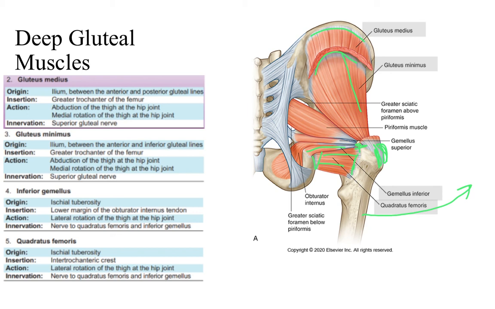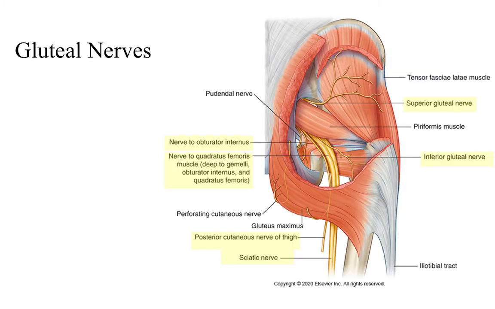And both of those, the inferior gemellus and the quadratus femoris, are supplied by the nerve that goes to those specific muscles, coming from L4 to S1. All right, so looking specifically at the gluteal nerves and where they're coursing, so notice that the superior gluteal nerve comes here through the greater sciatic foramen, just superior to the piriformis muscle, going to the gluteus medius and gluteus minimus, as well as the tensor fascia lata.